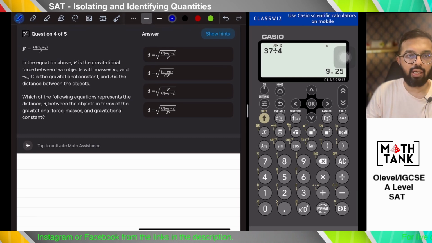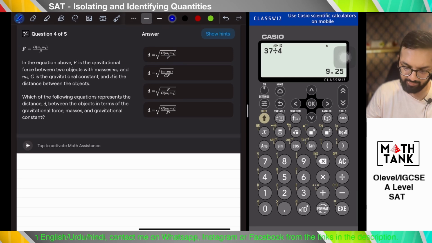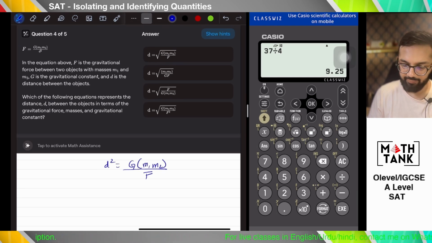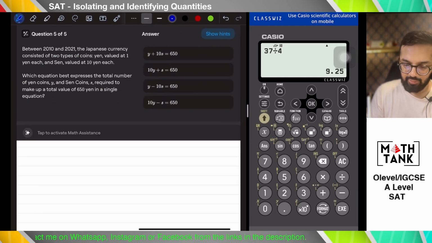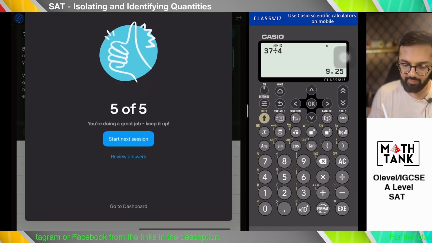Okay, in the equation above, F is the gravitational force between objects with masses m1 and m2, G is the gravitational constant, and d is the distance between the objects. Which of the following equations represents the distance d between the objects in terms of the gravitational force, masses, and gravitational constant? So I want to make d the subject. So d square equals G of m1 m2 over F. That's the same question that appeared before. I think that should be the correct answer now.